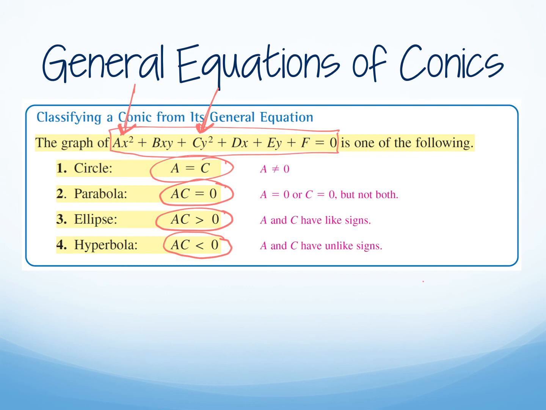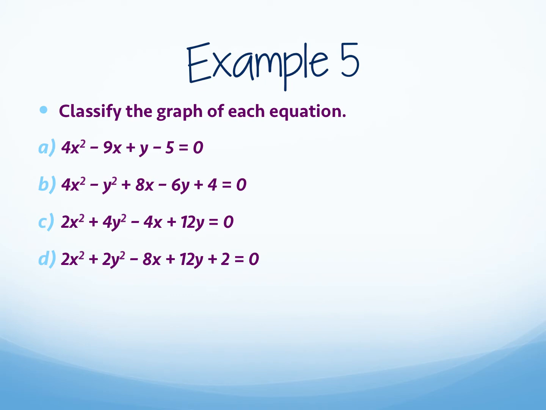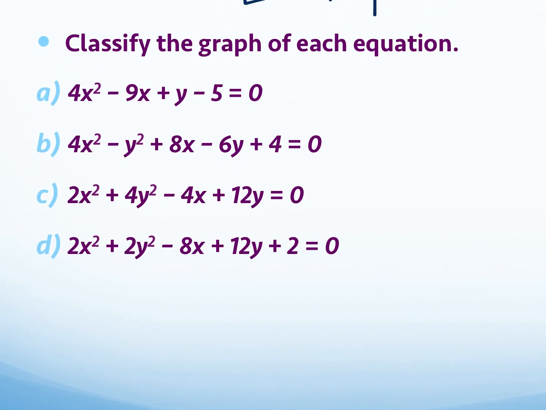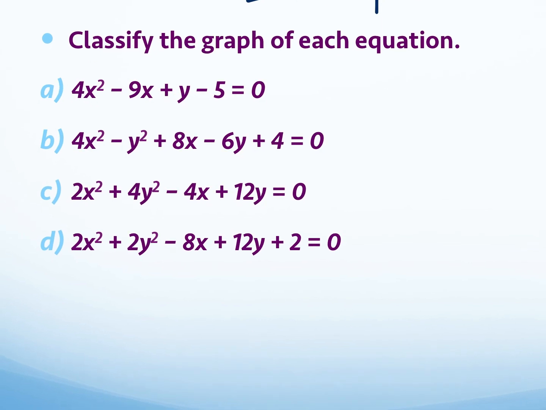So it's literally going to give you your big long equation, and then it's going to say classify it as a circle, a parabola, ellipse, or hyperbola. And they would look something like this. So again, you want to find the a, which is in front of the x squared, and the c, which is in front of the y squared, and then figure out from there which of those classifications it falls in. So if I look at example a, what is the a?